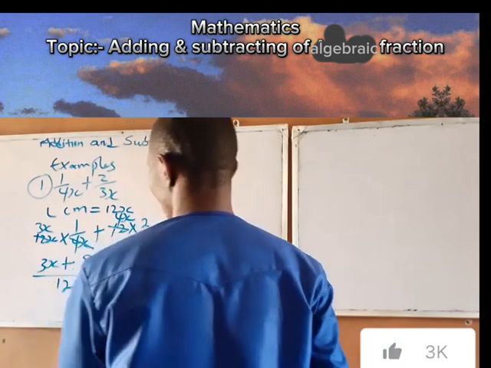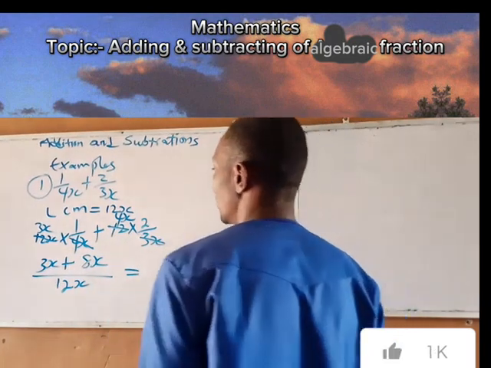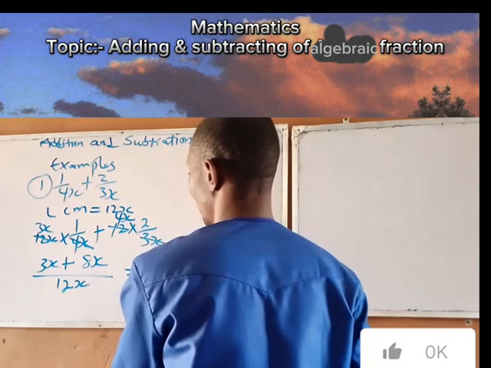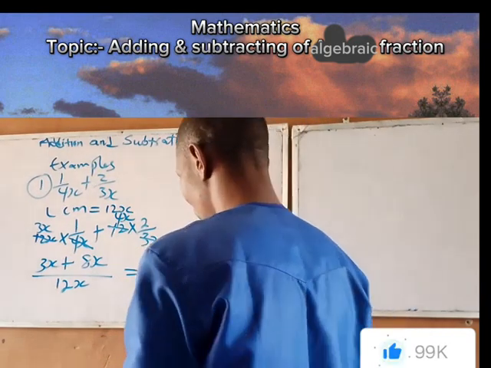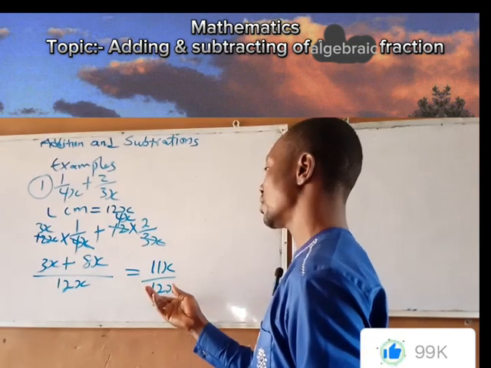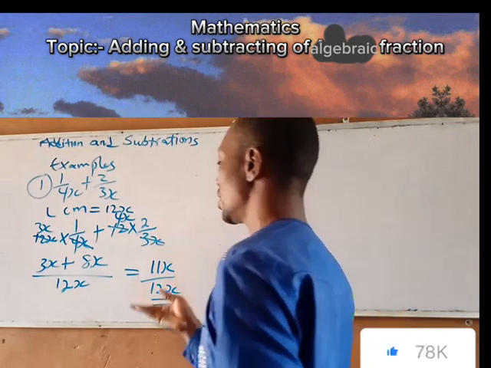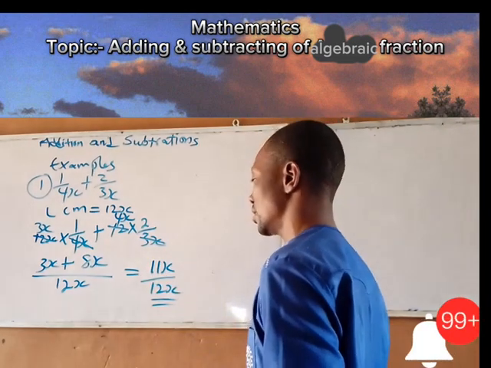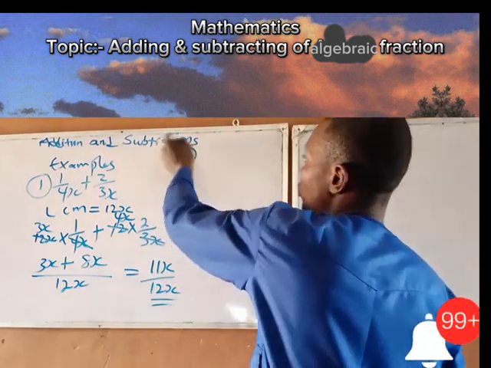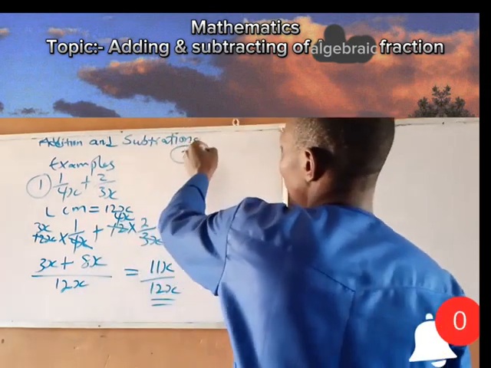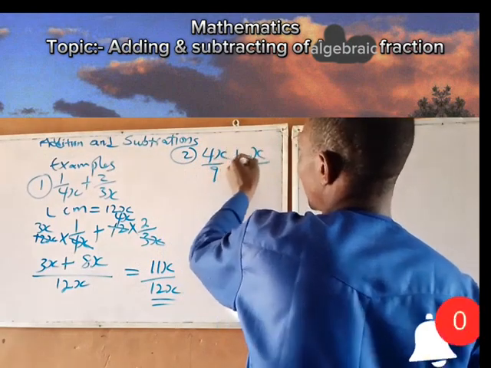So if you add this to this, that's 3x and 8x, they're like terms, so you can add them together, and this will give us 11x over 12x. Now this is your final answer. The reason why is this: 12x cannot go in 11x. So therefore, our final answer is going to be 11x all over 12x.